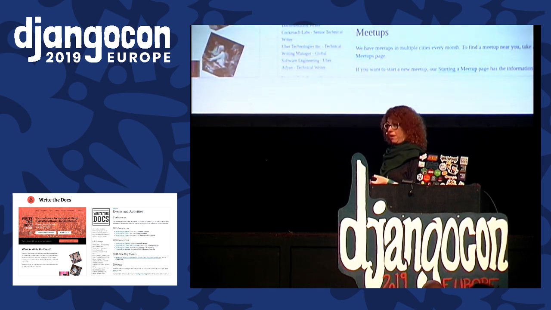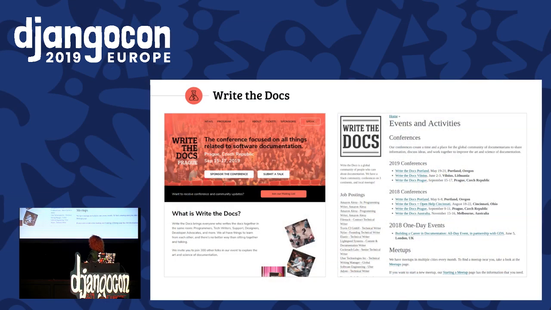This year we have 5 conferences. We've been around for 6 years. I joined 5 years ago. We have conferences in Portland and in Prague. Those are our main conferences. And we have new conferences. Australia is in its 3rd year already. We had Cincinnati last year, in collaboration with Open Help. And we have a new one this year in Vilnius in June.